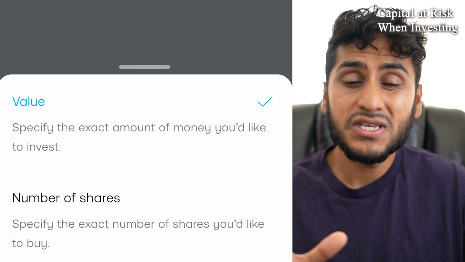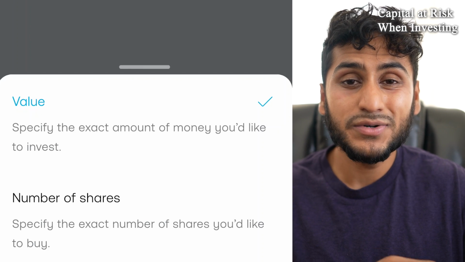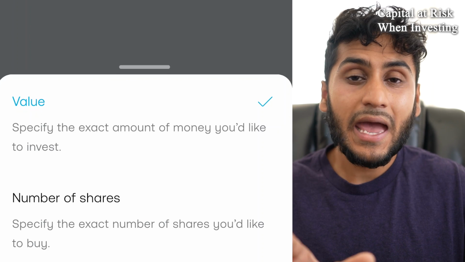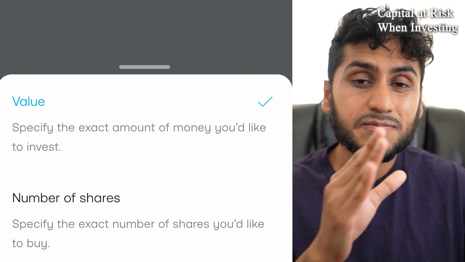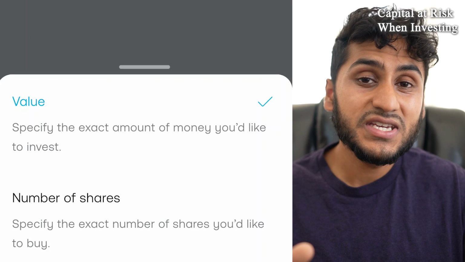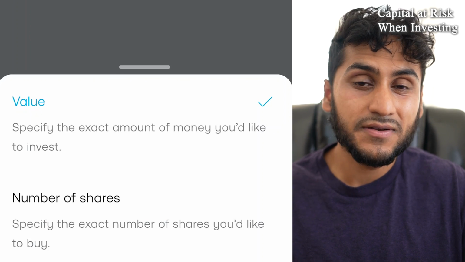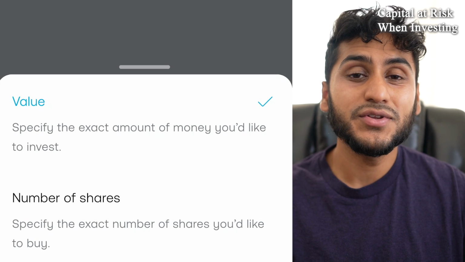The other way that you can buy shares is if you know the exact number of shares that you want. Now, your situation may be different. You might want to put in a certain amount, or you might want a certain amount of shares, and most likely every time you buy that specific amount of shares, for example 2 shares, the price you're going to be paying is different. But as someone who buys stocks, it is up to you how you want to manage that. So let's press number of shares here.